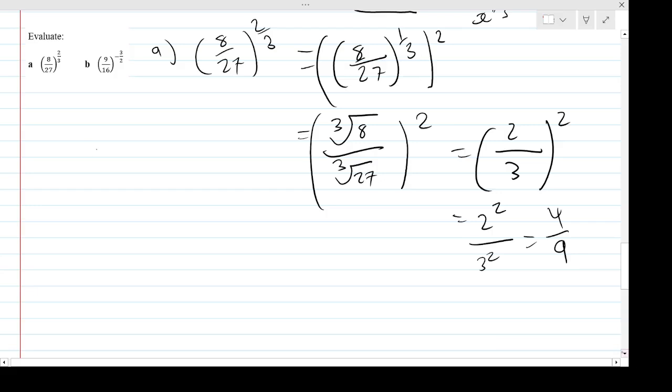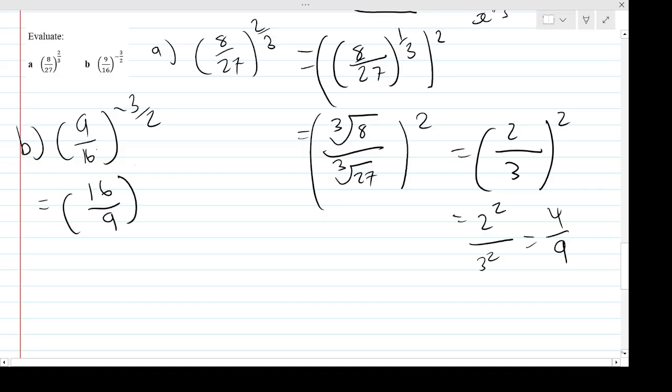For part A. Then part B, we have 9 over 16 to the minus 3 over 2. So now we have a minus. So again, the best thing first is to account for that by taking the reciprocal. So we flip the fraction to 16 over 9. And now we're just left with 3 over 2, so that gets rid of the negative.